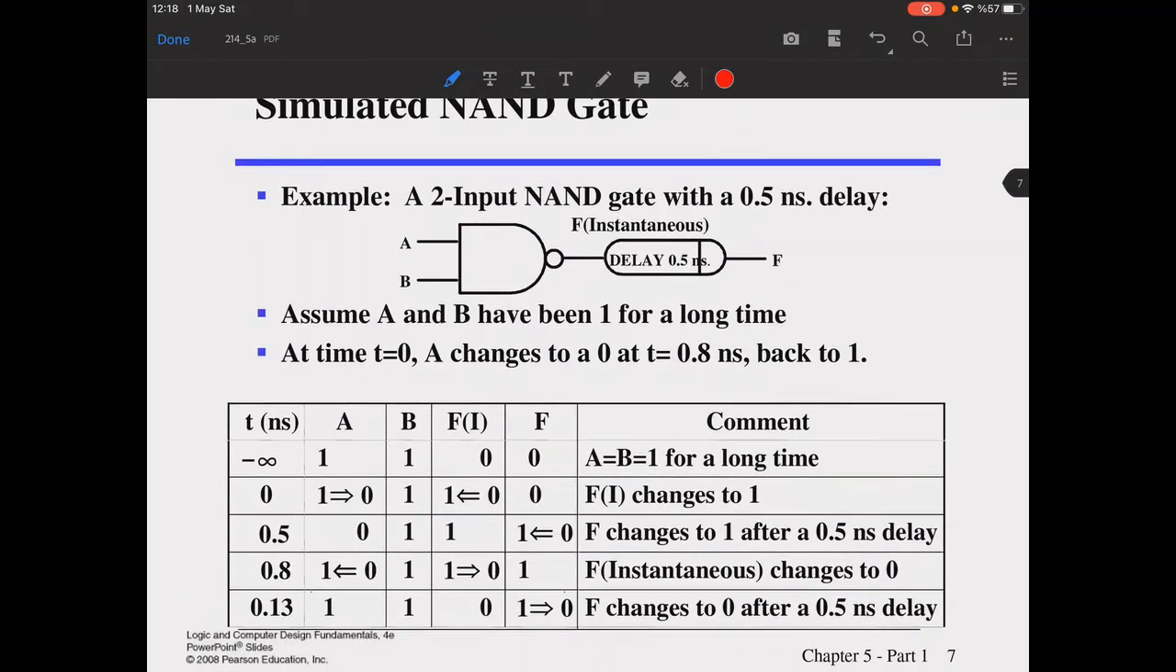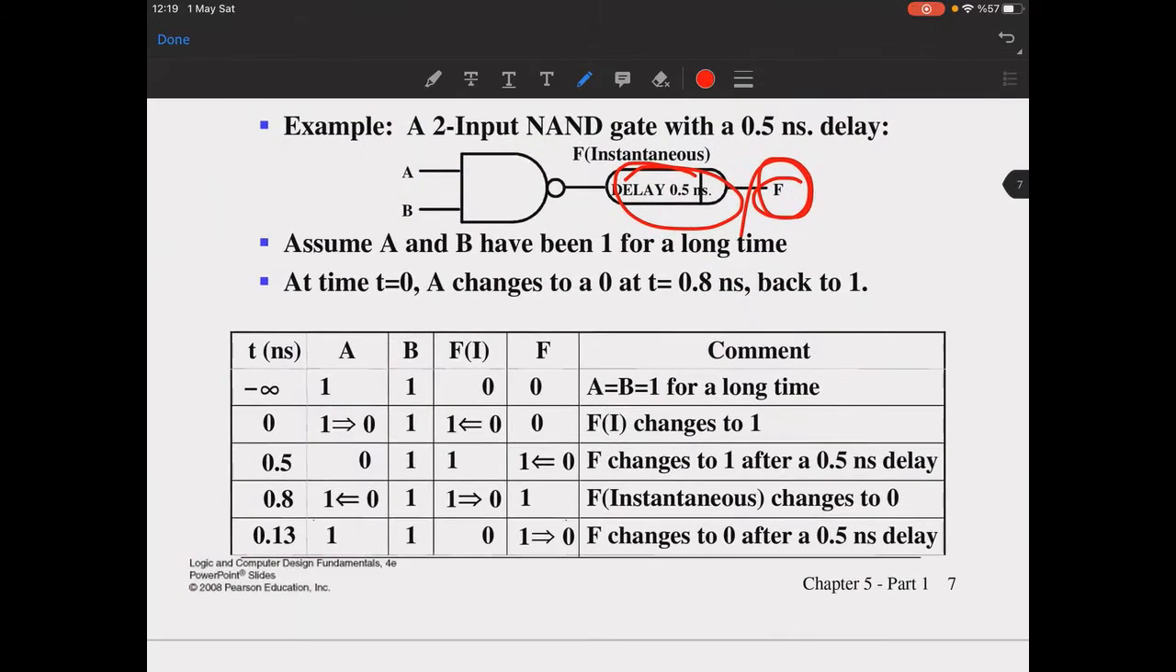If you look at an example here, what you see here is a 2-input NAND gate with a half nanosecond delay. So normally it happens instantaneously, but in fact it takes half a nanosecond to take effect on your output. You can track this from this table here. Suppose that A and B inputs are 1 for a long time. It means that your F instantaneous is 0 and your F output is also 0.